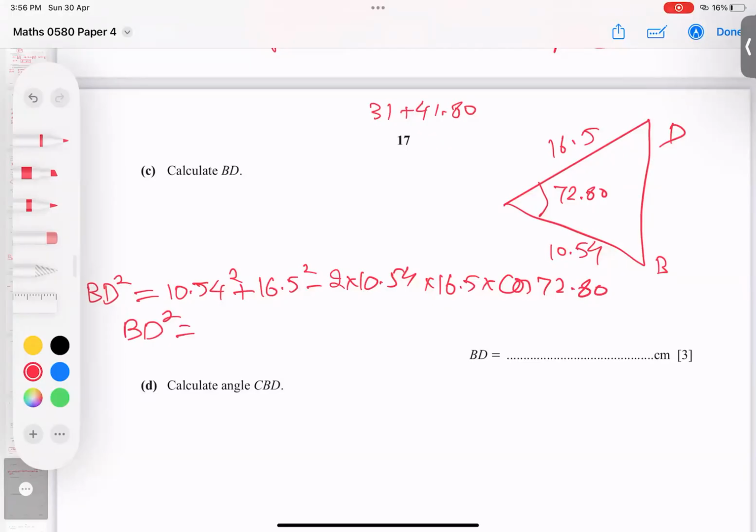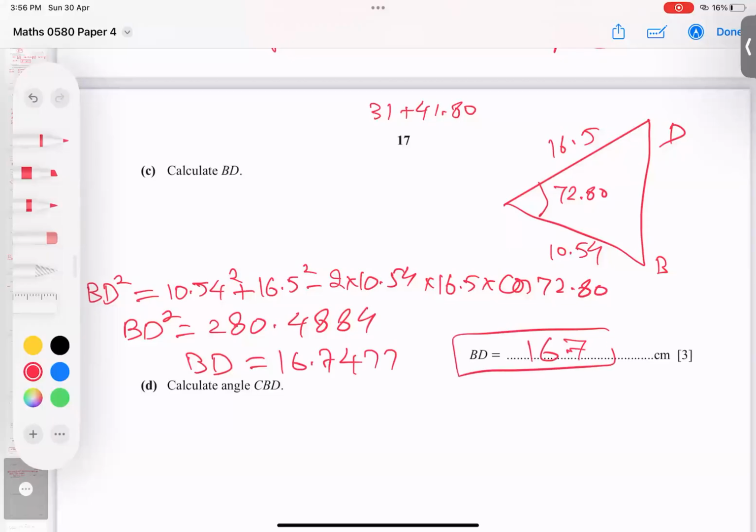So 10.54 square plus 16.5 square minus 2 into 10.54 into 16.5 into cos of 72.80. And I got the final 280.4884. Take a root of this, and I'm getting BD. Finally, the answer is coming 16.7477. So 16.7 is my answer finally.